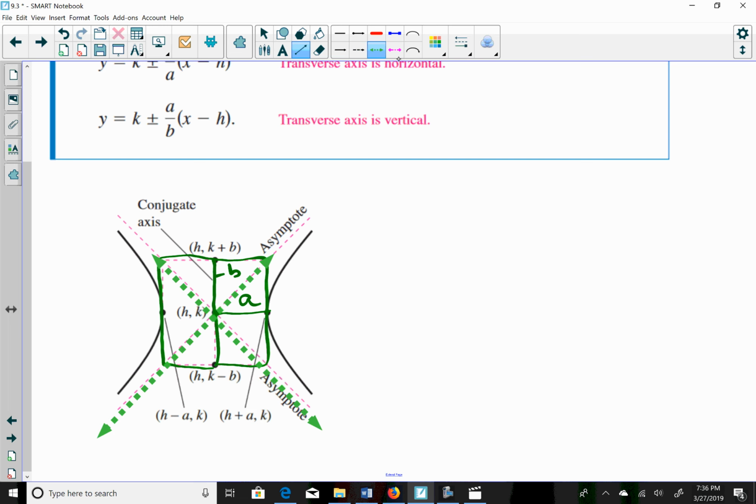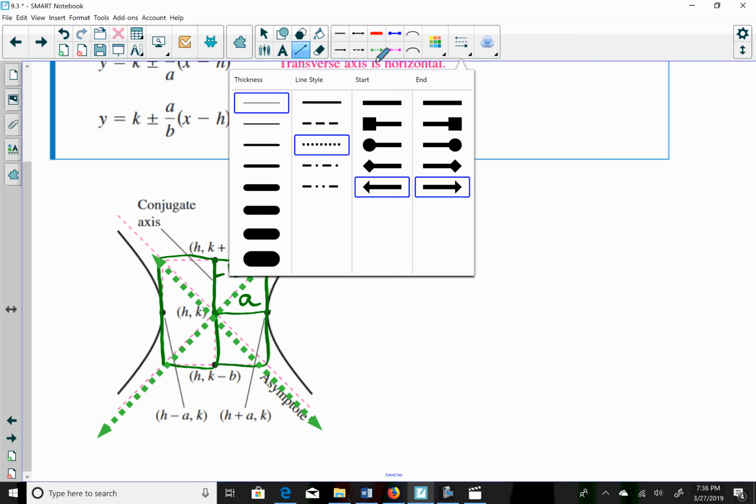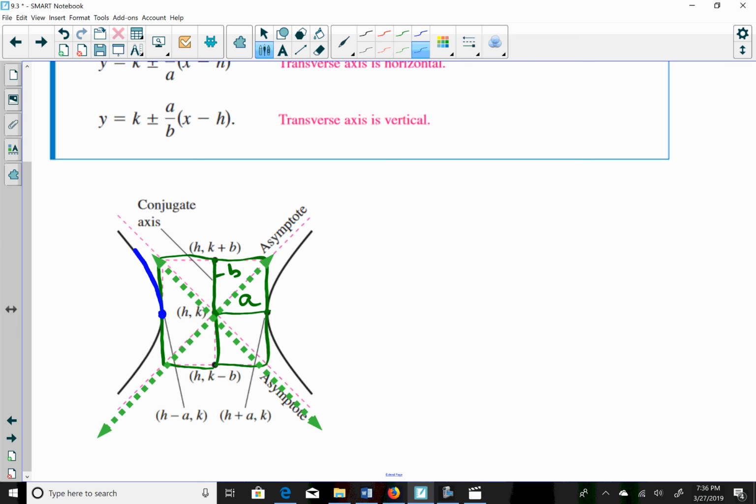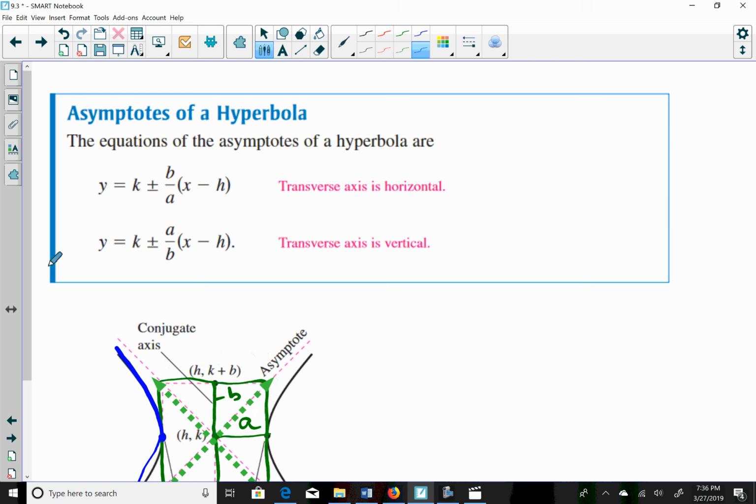And then when I sketch my branches on my hyperbola, I am going to start at the vertices, and I'm going to have those branches come close to those asymptotes. And that's how I decide how wide or how narrow my branches are. Up here, it gives you, and these are in point slope, so your K is going to be your Y coordinate. Your slope of your line is either going to be B over A or A over B. In this case, my slope would be rise over run, which would be rise of B, run of A. And that's why I have a slope of B over A.